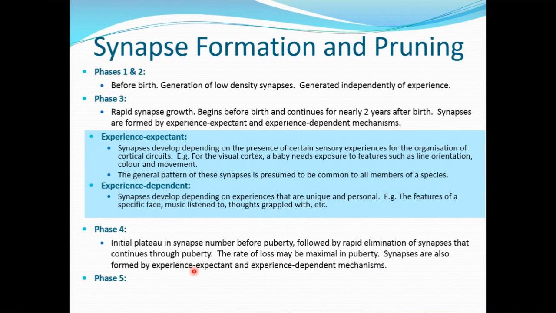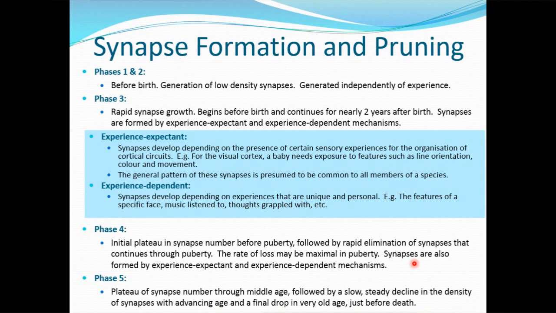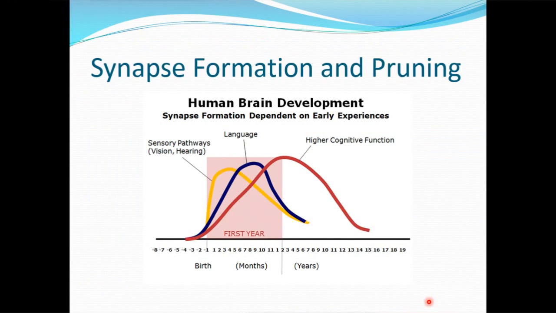Synapses are also formed by experience expectant and experience dependent mechanisms. So again, right through a child's life and into puberty, what they're exposed to, what they hear, what they do, what they feel, has to do with how their synapses are being pruned and formed. Then you get a plateau of synapse number through middle age, followed by a slow, steady decline in the density of synapses with advancing age, and a final drop in very old age.